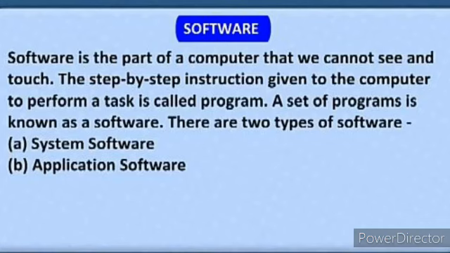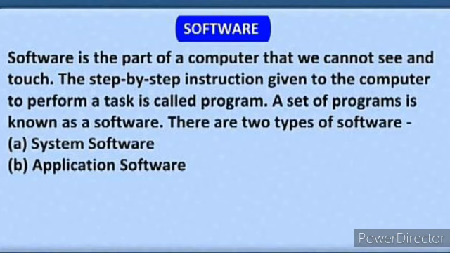Now we are going to discuss the other component of the computer, which is software. Software is the part of a computer that we cannot see and touch. The step-by-step instructions given to the computer to perform a task are called a program. A set of programs is known as software. There are two types of software. Number one, system software. Number two, application software.